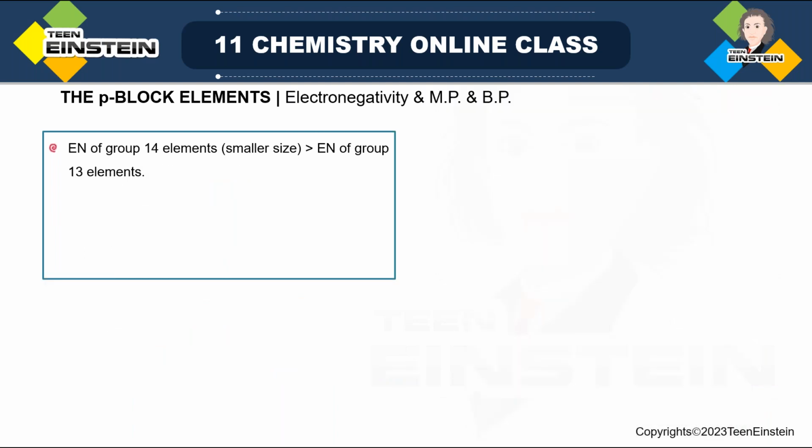The next atomic property is electronegativity, and then the physical properties, melting point and boiling point. Electronegativity of group 14 elements is greater than that of group 13. Again, it is expected. Why? Because when we move from the left hand side to the right hand side of the periodic table, electronegativity will increase, because non-metallic character gradually increases as you are moving towards the right hand side of the periodic table.